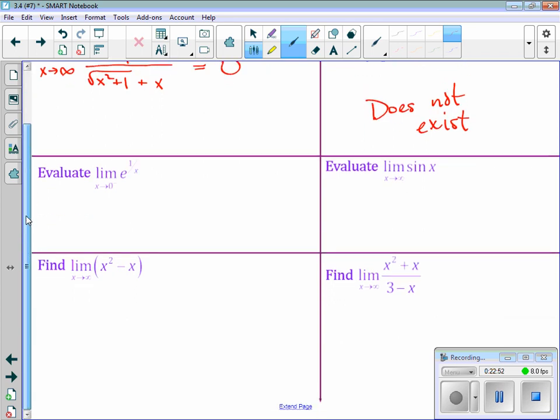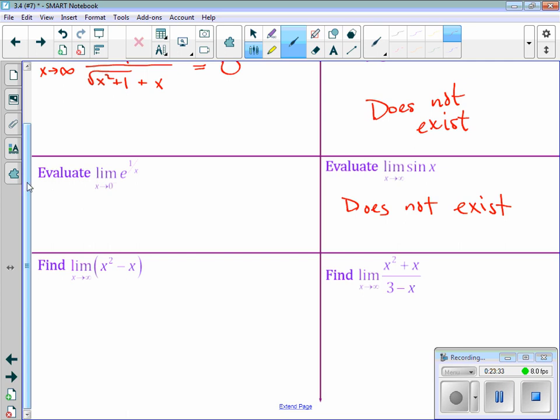Okay, let's look below that one, the sine. What does the sine graph do as I go out to infinity? It just keeps doing the same thing over and over. What value is it approaching as you go to the right? What y value is it approaching? 1 and negative 1 and 0 and everything in between. So if it's not approaching one value, it does not exist. Okay, it's oscillating, so it does not exist. It has to approach one singular value as it goes out to the right.